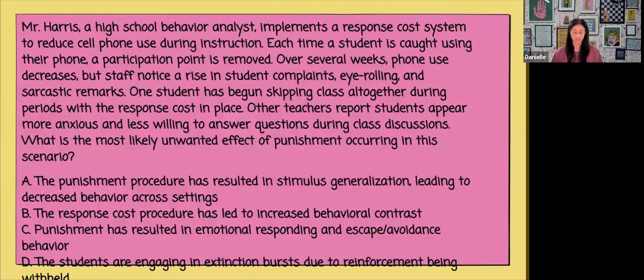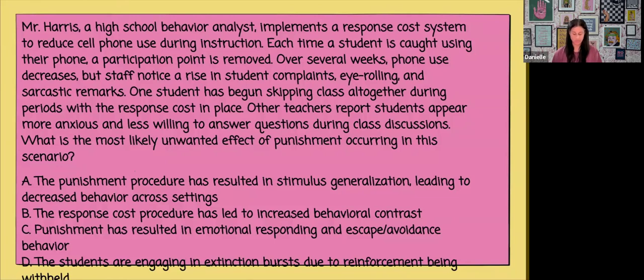Mr. Harris, a high school behavior analyst, implements a response cost system to reduce cell phone usage during instruction. Each time a student is caught using their phone, a participation point is removed. Over several weeks, phone use decreases, but staff notice a rise in student complaints, eye rolling, and sarcastic remarks. One student has begun skipping class altogether during periods with the response cost in place. Other teachers report students appear more anxious and less willing to answer questions during class discussion. What is most likely the unwanted effect of punishment occurring in this scenario?